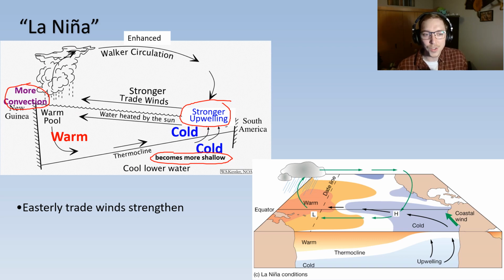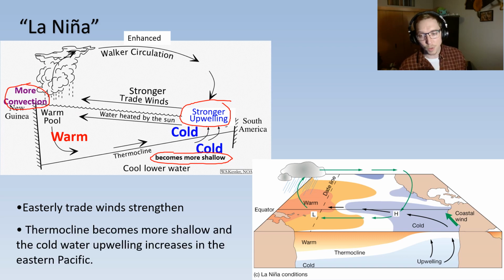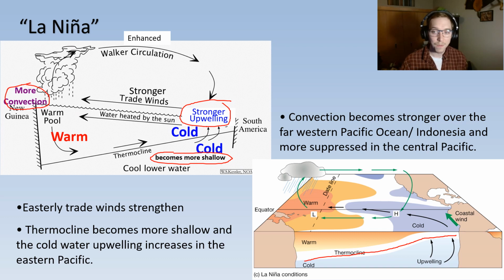We've got a strengthening of our easterly trade winds. The thermocline becomes more shallow. You can see that here. It's much more shallow with upwelling colder water along the coast of South America and increasing in the eastern Pacific. And convection becomes stronger over the far western Pacific Ocean in Indonesia and more suppressed in the central Pacific.